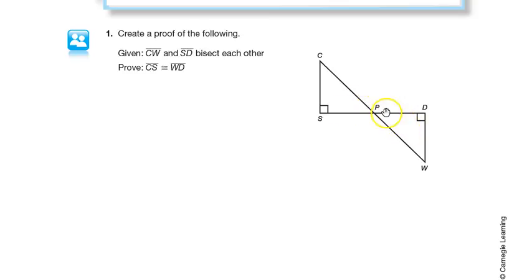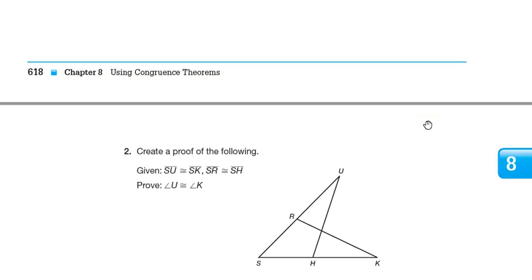Or you could do vertical angles here. CPS is congruent to WPD by vertical angles. So those angles right there, then you'd have side, angle, side. These two sides were given to you, and then you just need to state vertical angles, and then you have side, angle, side. Now we have triangles that are congruent. Well, if triangles are congruent, then their corresponding sides have to be congruent. So, the corresponding parts: you have CS and WD, they must be congruent by CPCTC.